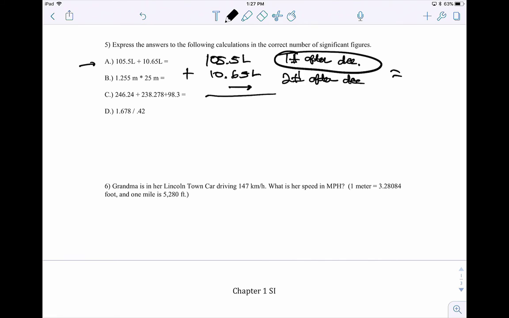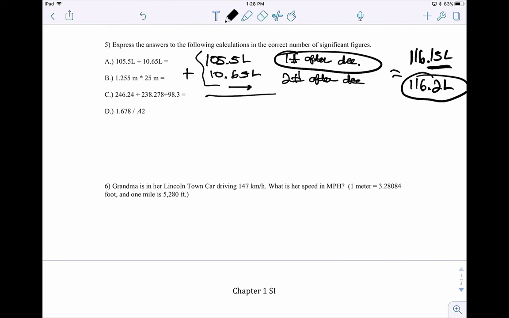Adding this up in the calculator or in your head gives you 116.15 liters. But again, you can only have as many numbers after your decimal as you had in your smallest given value. In this case, it's 1. So it's going to be 116.2 liters. If it's 5 or up, you round up. If it's 4 or below, you round down. Again, that's the rule for adding and subtracting.